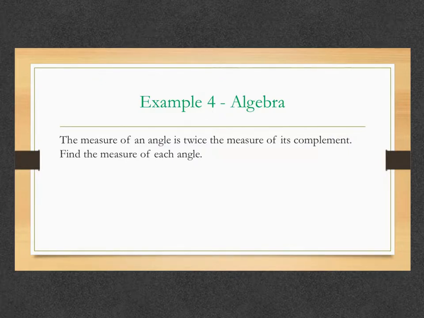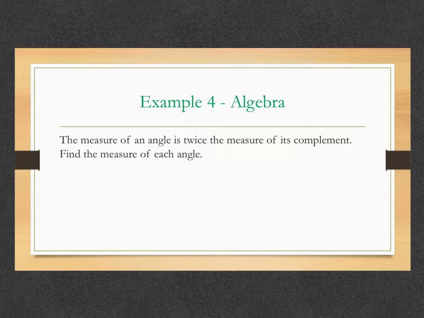All right, example 4. The measure of an angle is twice the measure of its complement. Standardized tests love these questions, okay? Find the measure of each angle. So it's all words. There's no numbers in there, right? What does complement mean? 90 degrees. So the sum of these two is going to be 90 degrees, right?